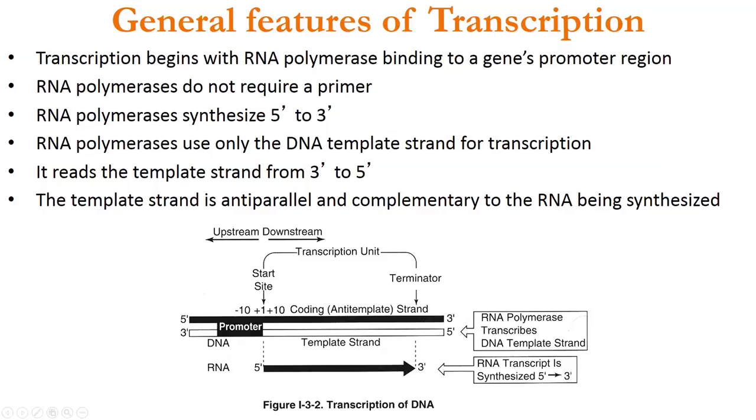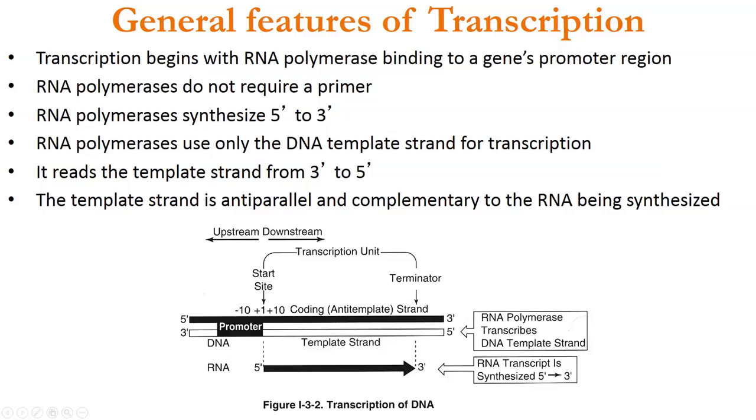The polymerases synthesize 5' to 3', just like DNA polymerases. Okay? All RNA and DNA polymerases synthesize in that direction only. The RNA polymerases use only the DNA template strand for transcription. So there's going to be two DNA strands. We're going to call one the coding strand and one the template strand. The coding strand is going to be identical to the messenger RNA that we're going to produce in terms of the sequence, except you're going to have U's instead of T's. But the template strand is actually what's copied. Okay, and as we go through this, hopefully that makes sense.